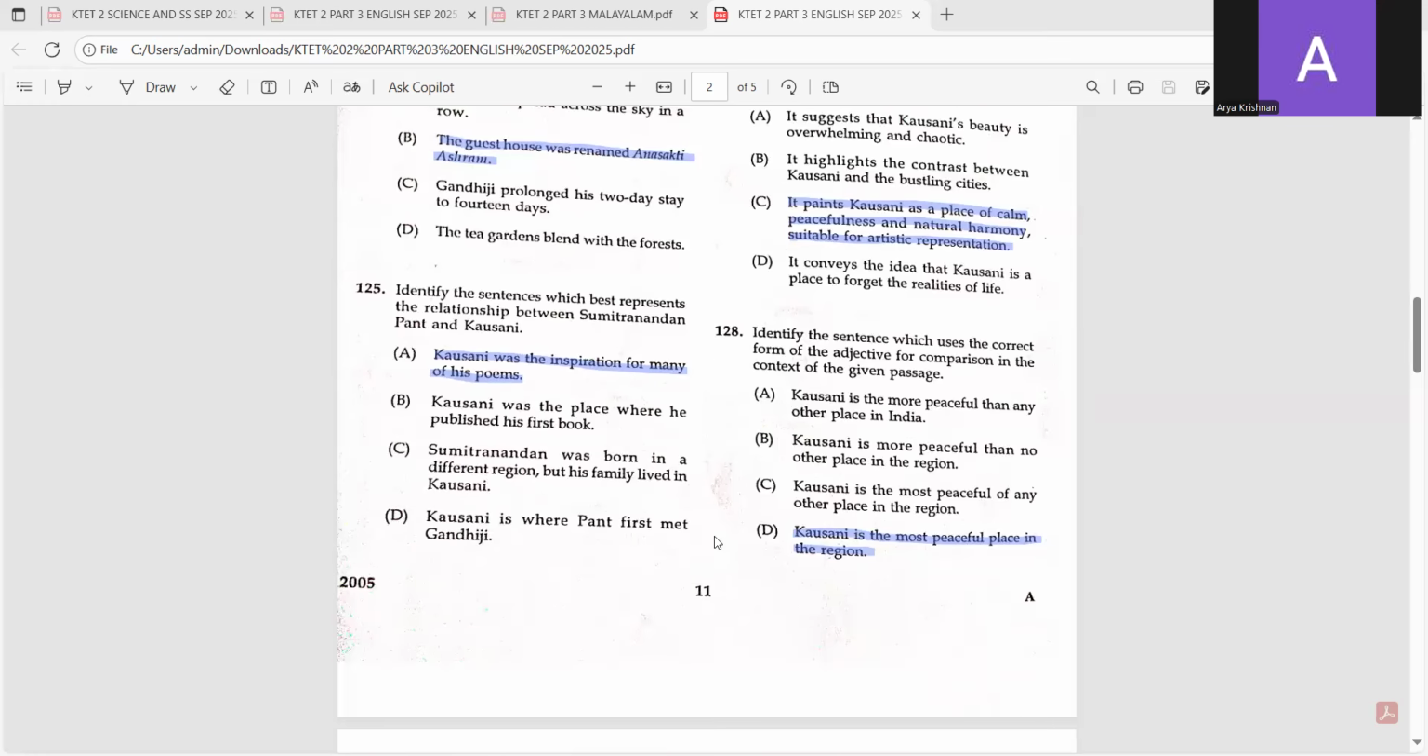128. Identify the sentence which uses the correct form of the adjective for comparison in the context of the given passage. Degrees of comparison ആണ് പറയുന്നത്. Kausani is more beautiful, more peaceful than any other place in India. Kausani is more peaceful than no other place in the region. Kausani is the most peaceful of any other place in the region. Kausani is the most peaceful place in the region. So answer is option D. Kausani is the most peaceful place in the region.